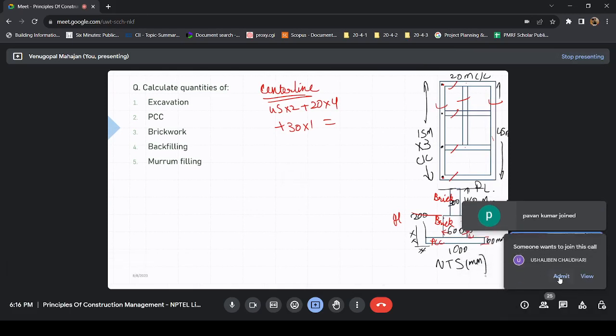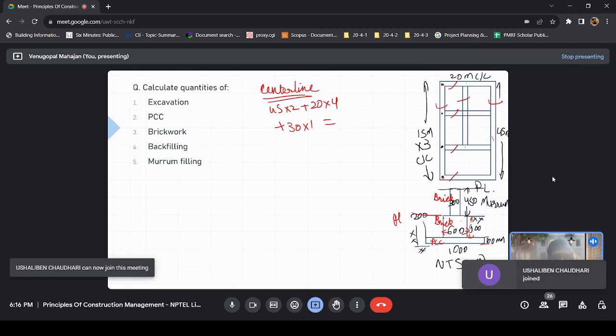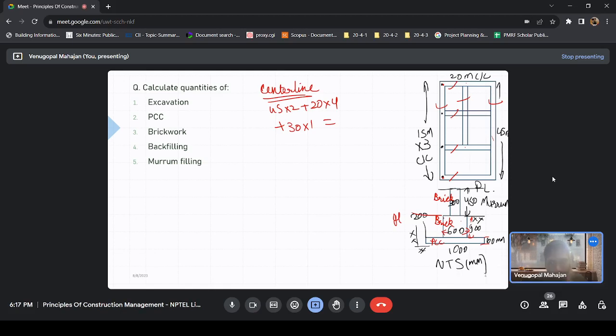Okay, how many of you guys don't know the difference between center line method and long wall short wall method? Sir, please explain. Okay, yeah.